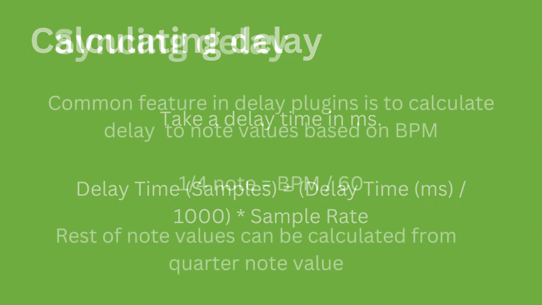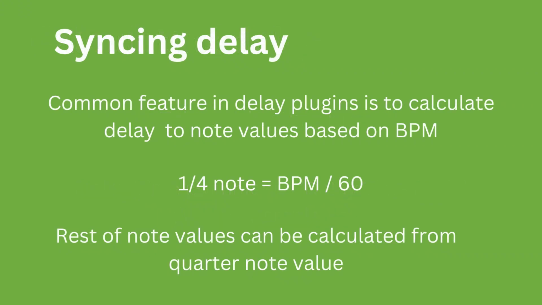So sometimes we would like to link our delay time to the tempo of the project we are working on. And the way we do that, typically our framework will have a way of getting the tempo of the current project from the DAW. JUCE has a method for this, which I will demonstrate later. And so if we take the BPM of the track and divide it by 60, that will give us our quarter note delay time, and you can calculate the rest of the note values from that value.